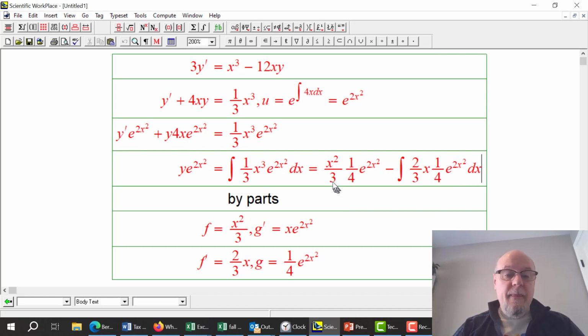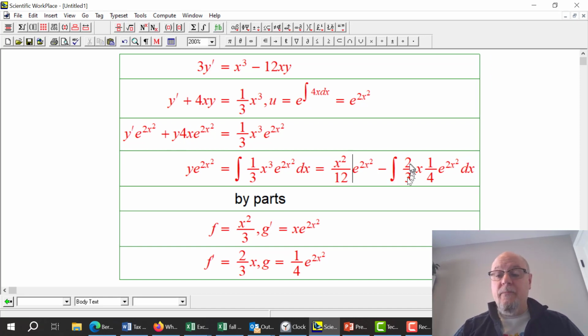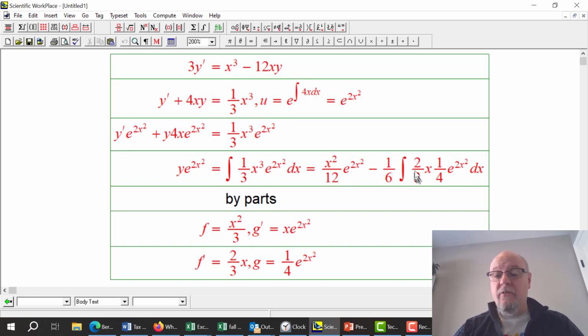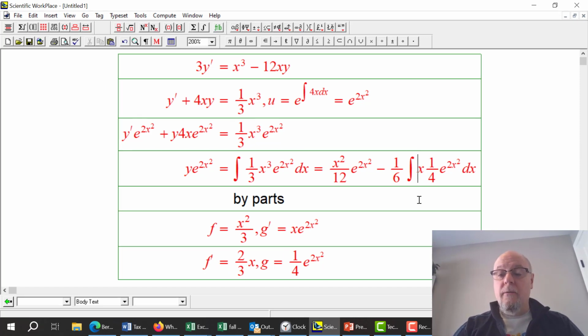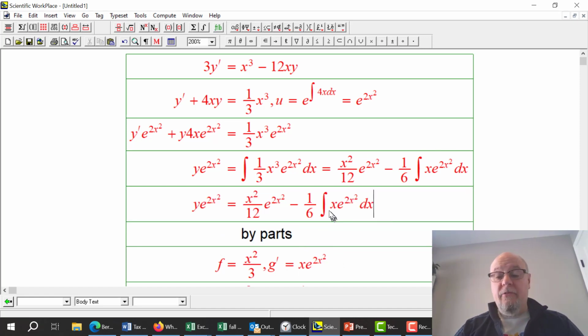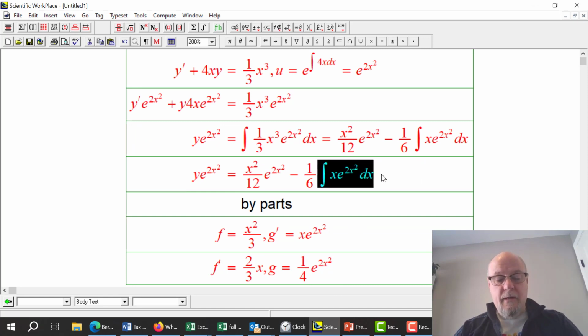Let's clean some things up. This 4 on the bottom and a quarter, I can just multiply that together and make that a 12. This 2 over 12, I'm just going to take that to the outside as a sixth. That's going to get rid of all those fractions, right? The 2 cancels with the 4. And now this I can integrate because I already integrated it. That's just going to be a quarter e to the 2x squared. All right, now I'm just going to integrate that, which I already did. It's this. So this integral becomes done.